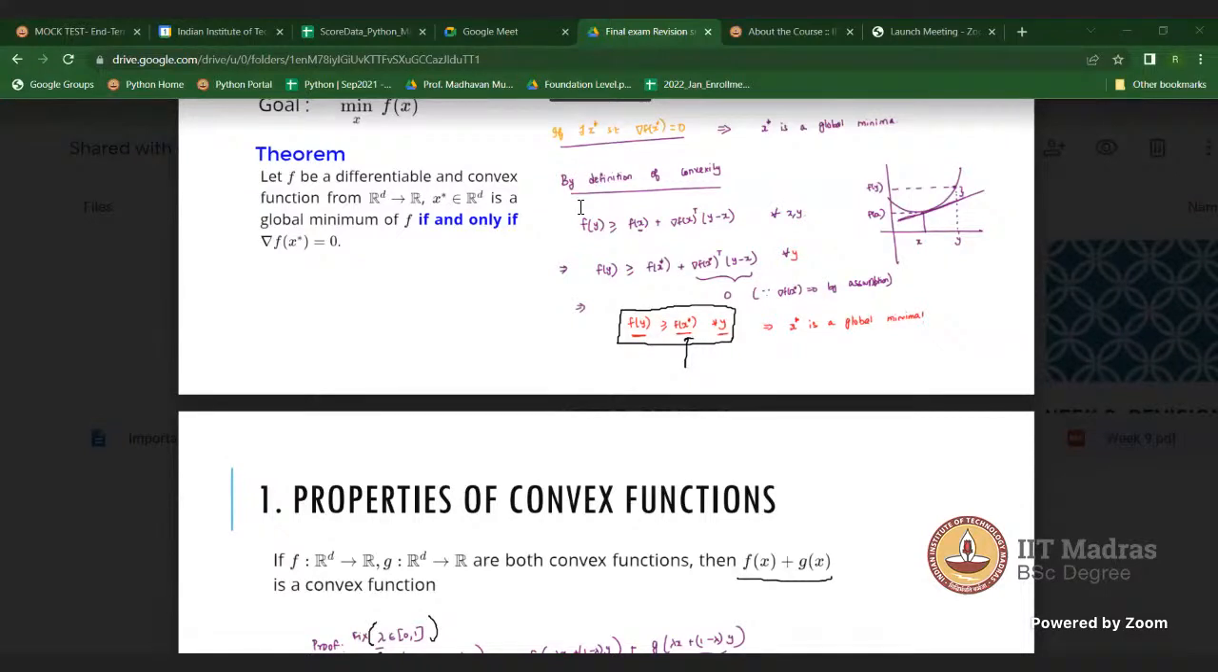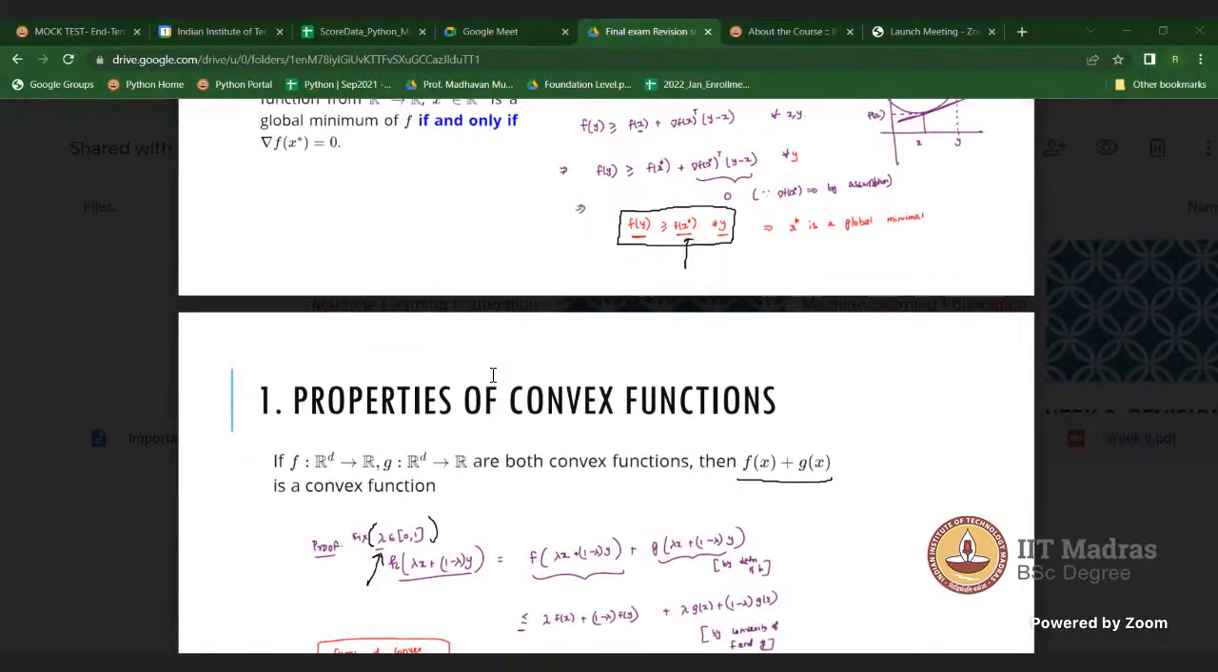Okay, so the revision slides would have been already shared with you. Vishal, are the revision slides shared? Okay, yeah, maybe after this live session, we'll be sharing this with you.